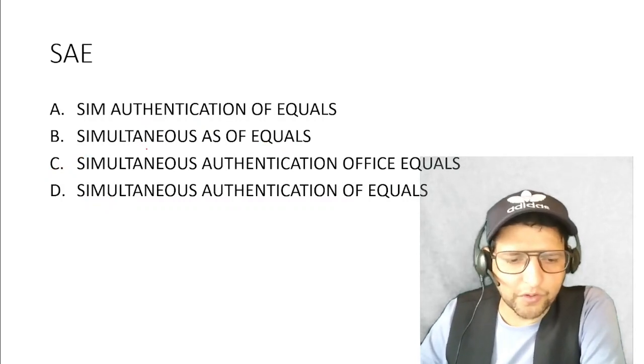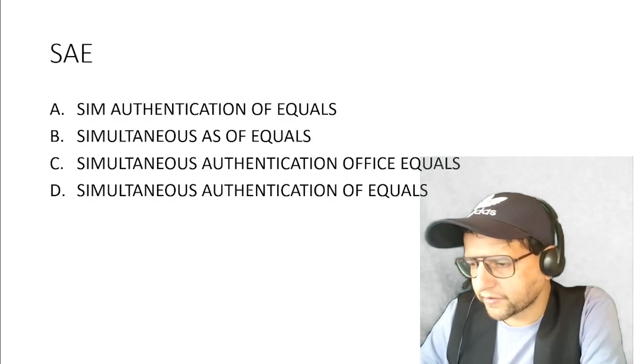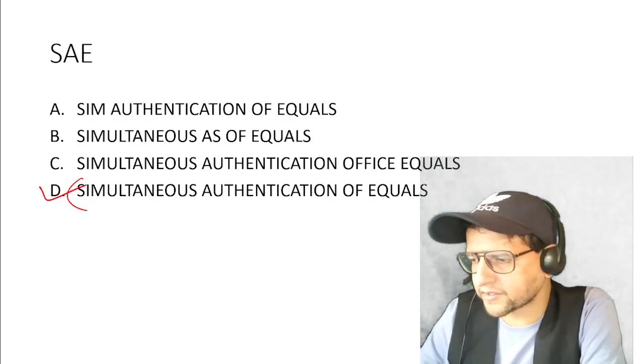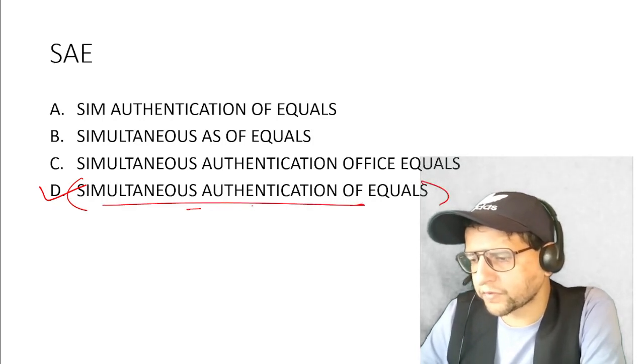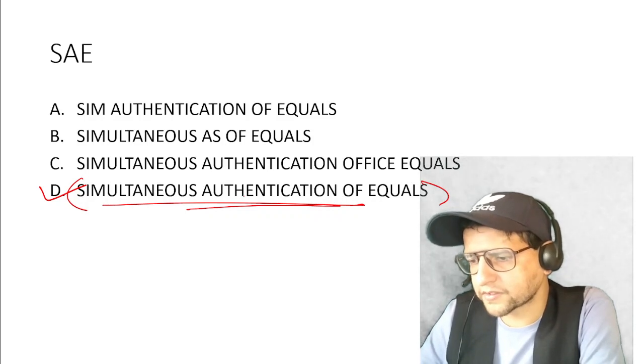SAE in case of your WPA3 is simultaneous authentication of equals. I was having a question, I think in Security Plus or Network Plus, where they want me to choose a protocol which is being used in WPA3. This is simultaneous authentication of equals. It is not Office, it is not AS, it is not SIM.